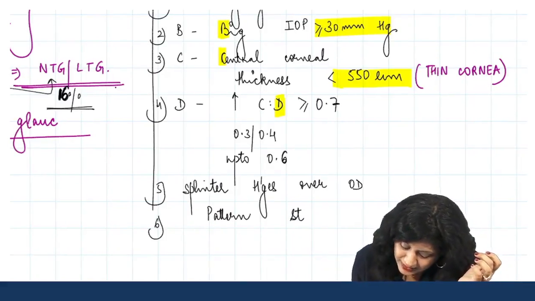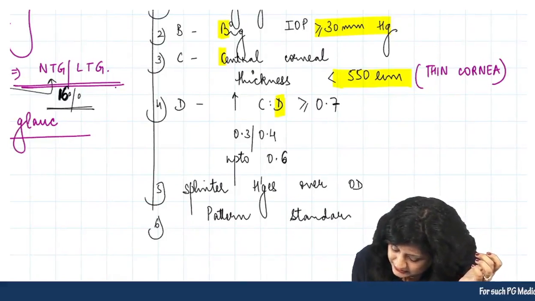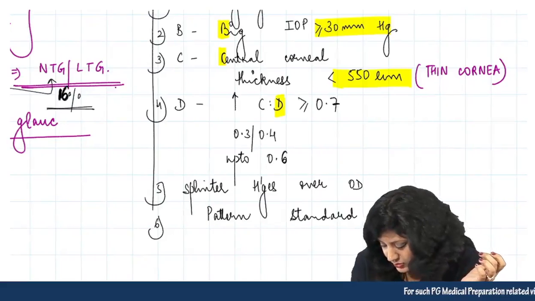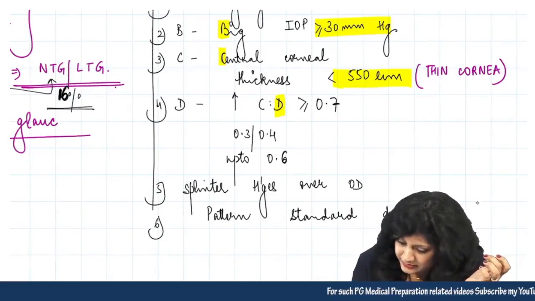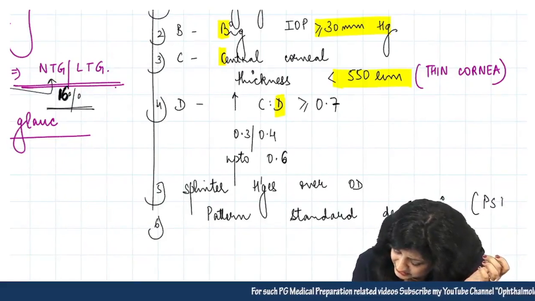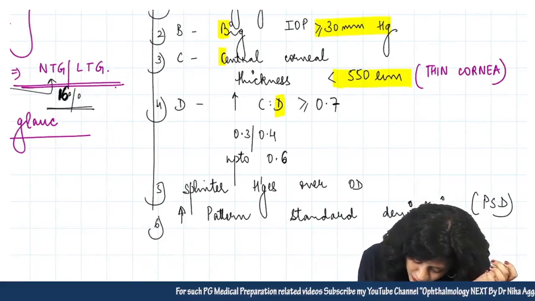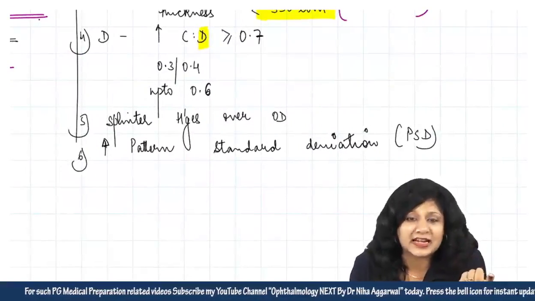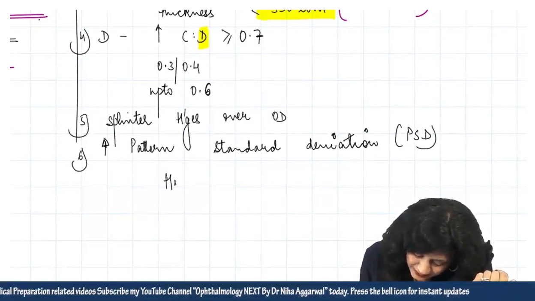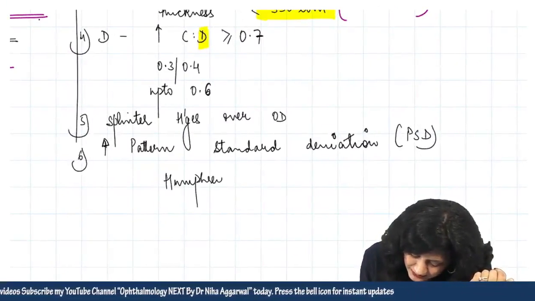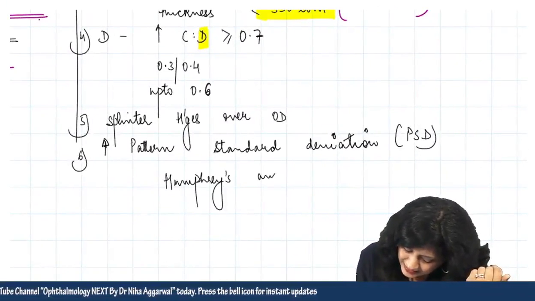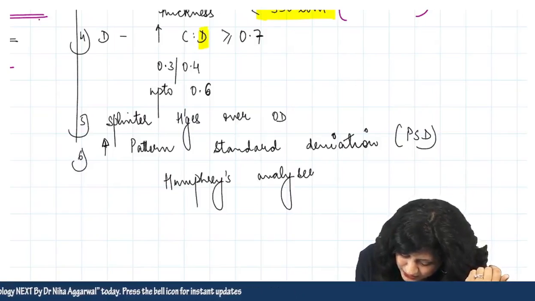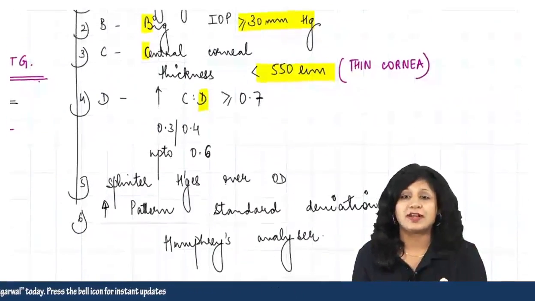So if I am having this pattern standard deviation, this is PSD. So if this is also getting increased, so when do you get this? Increased pattern standard deviation is obtained on the Humphrey analyzer. So these are your 6 points which are called the high risk factors.